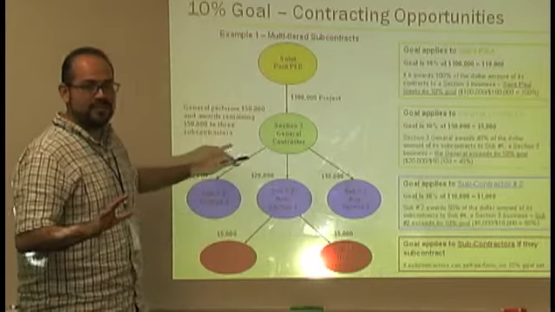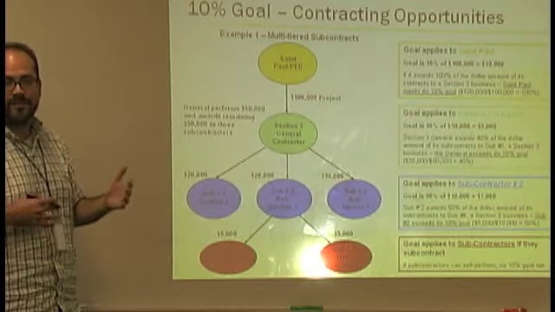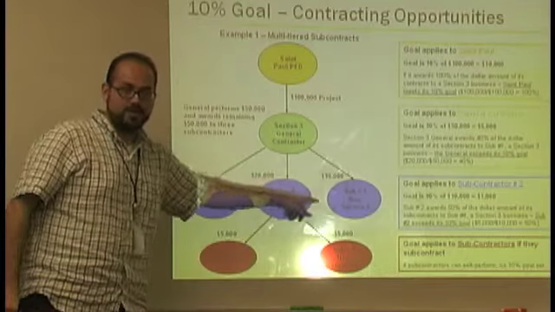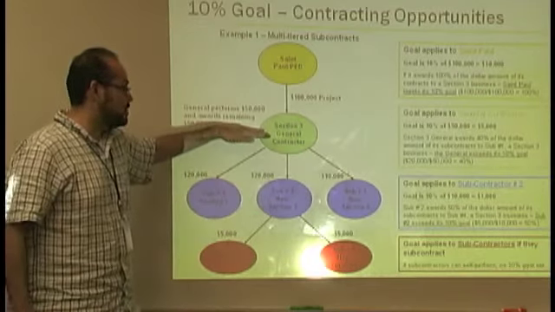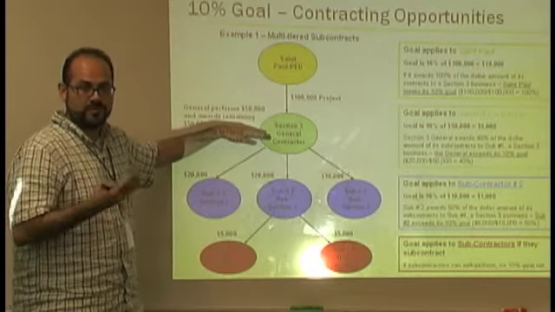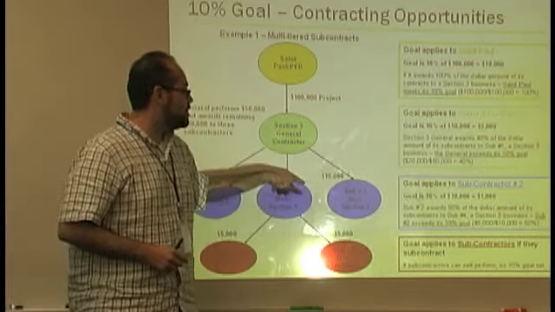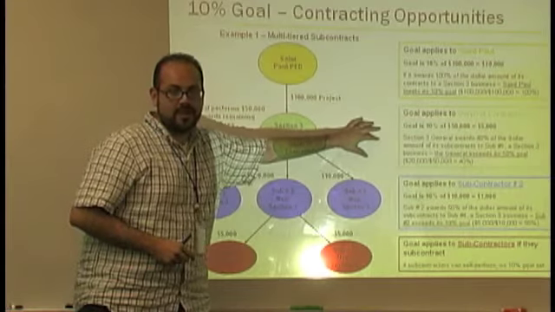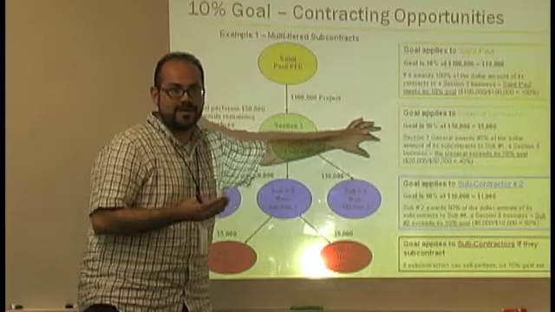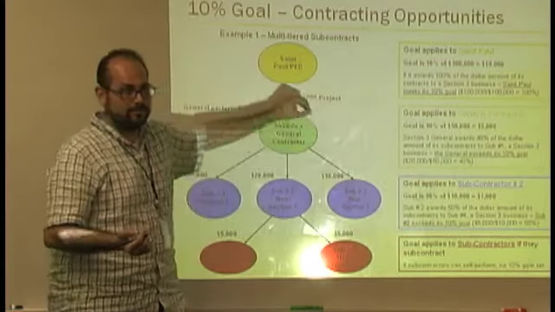Let's get into a little more detail. Say with this project, the general is able to perform half the work, about $50,000, but he's going to award the other half to 3 subcontractors. Again, the general is awarding subcontracts, so that 10% goal applies to the general. Here with $50,000, 10% of $50,000 is $5,000. To be in compliance with Section 3, the general has to award at least $5,000 to a Section 3 business. Okay?